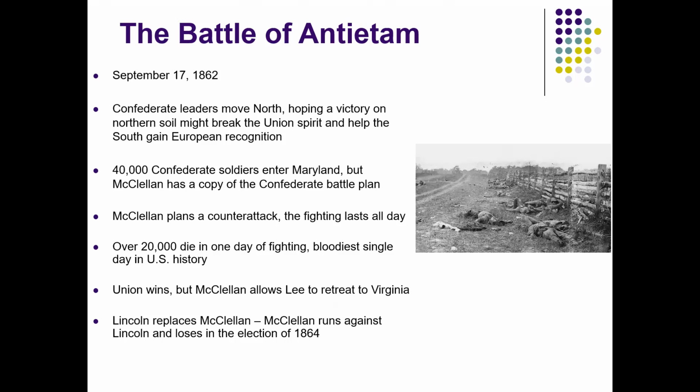40,000 Confederate soldiers were fighting in this versus a similarly sized Union force. Somewhere around 20,000 people died in one day of fighting. This was the bloodiest single day in U.S. history. Eventually, at the end of the day, the Union wins. But similarly to Bull Run, as the Confederates were retreating, McClellan does not follow them. He allows Lee to retreat to Virginia and regroup. This is the point where Lincoln replaces McClellan, and McClellan decides to run for president.